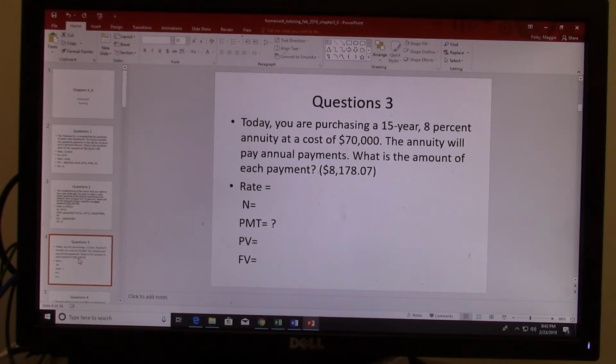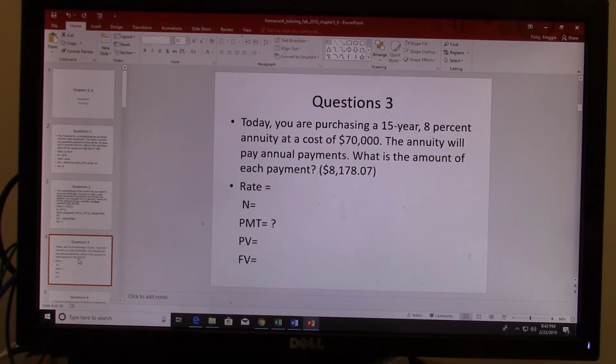Today you're purchasing a 15-year 8% annuity at a cost of $70,000. So $70,000 is how much you paid today. The annuity will pay annual payments. What is the amount of each payment? So you put down $70,000 now, and it's an annual payment. So it's not monthly, it's not quarterly.